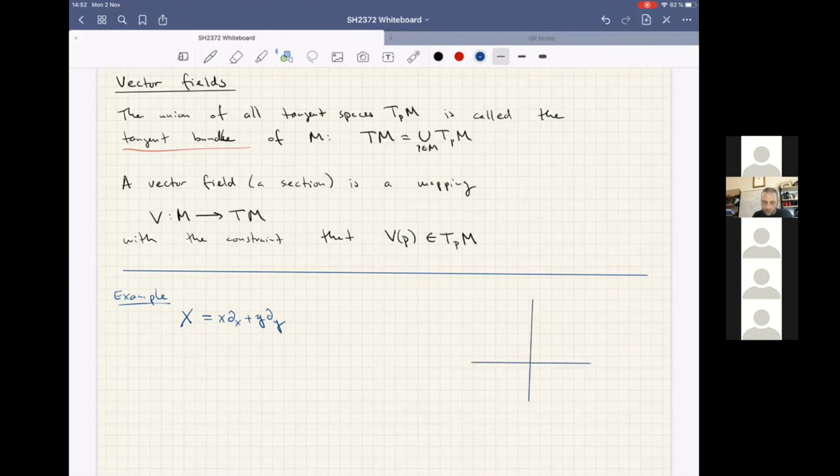So we would have something like this, and we would have the position vector here, which would look something like this, and so on. So this would be the vector field, and that's the position vector essentially. So each point is associated with a vector at that point, which in Euclidean space happens to be also the vector that translates from the origin to that point.